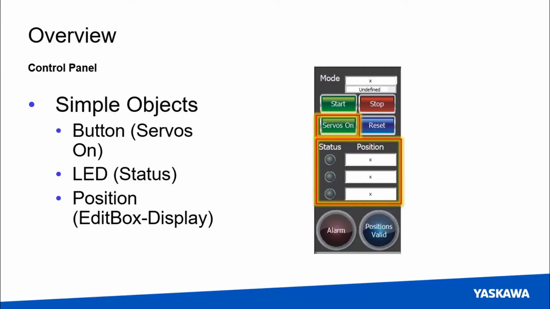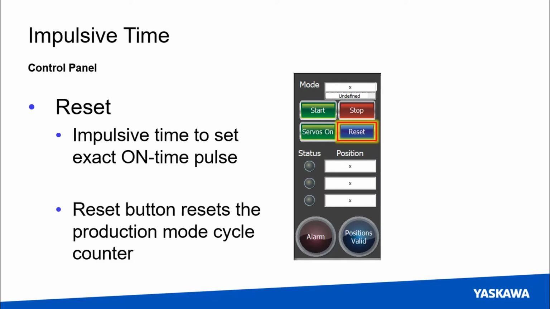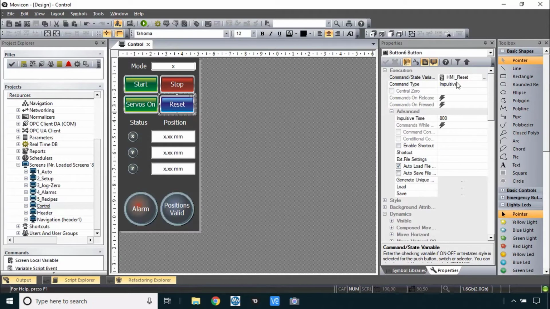Now let me give you a little overview about what's going on behind the scenes here in the editor. Servo on, status, and position are just more of the same simple objects that go directly to a variable from the HMI. Reset is not too different either, but we are using something called impulsive time. The reset button here has the command type as impulsive, with an impulsive time of 800 milliseconds. That means that regardless of the amount of time you were to press this reset button, the variable attached to it will turn on for exactly 800 milliseconds every time.